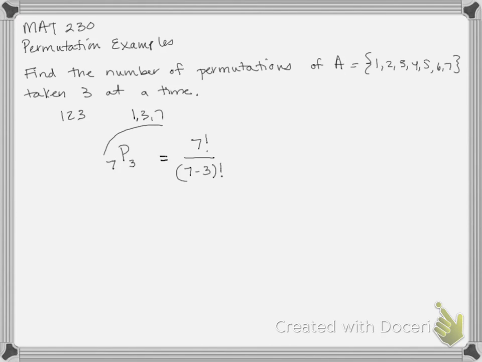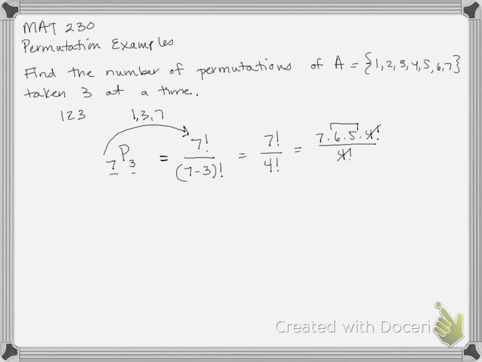The 7 and the 3 come from the 7 and the 3. So 7 factorial on the top, and 7 minus 3 is 4, so I have 4 factorial on the bottom. The way I choose to do it is I write it as 7 times 6 times 5 times 4 factorial. I stop there because there's a 4 factorial on the bottom, and my 4 factorials cancel, and then I get 7 times 6 times 5.